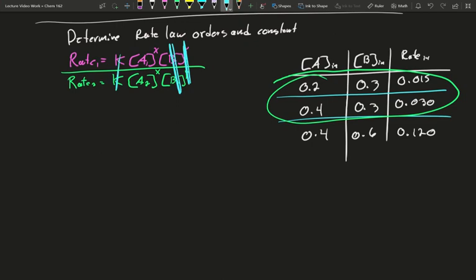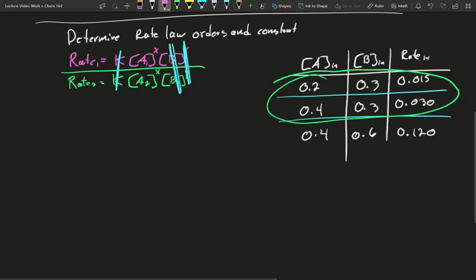Our constants are the same. They'll cancel out. Constants don't change when you change your amounts. Constants only change if you change your temp. So my ratio of my rates is going to be dependent on my ratio of my chemical A, the only thing that changed. That change in A led to the change in rate. There was more A around, and as we see, our rate got larger.